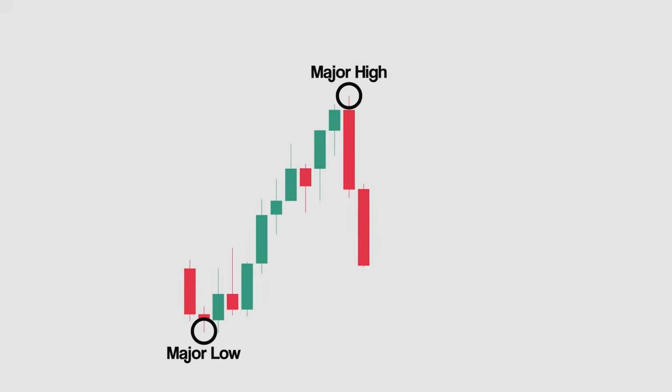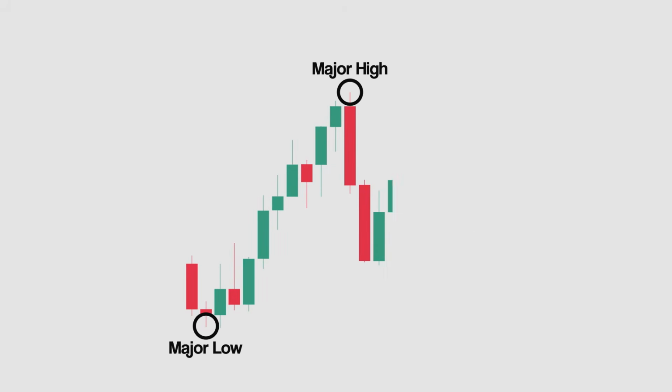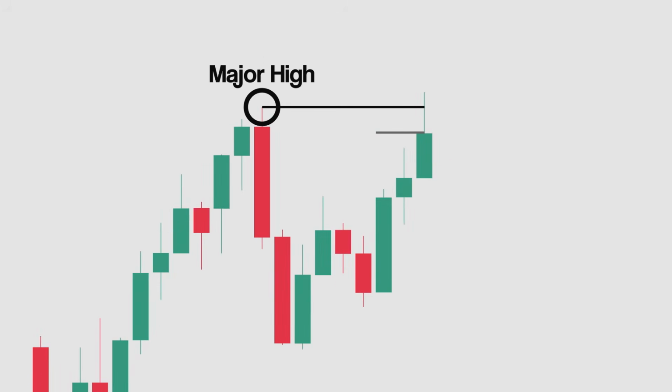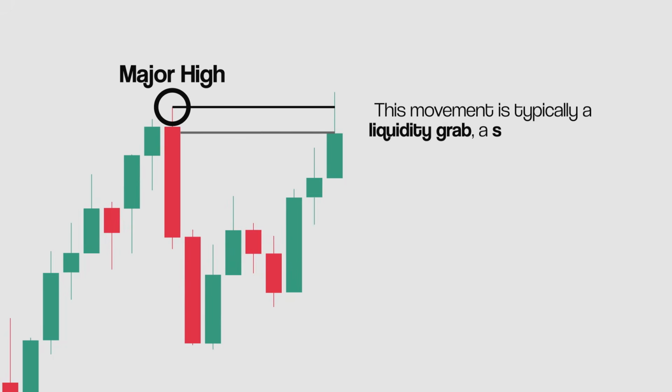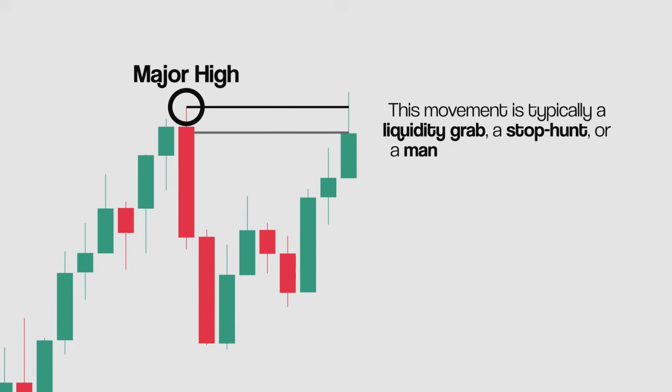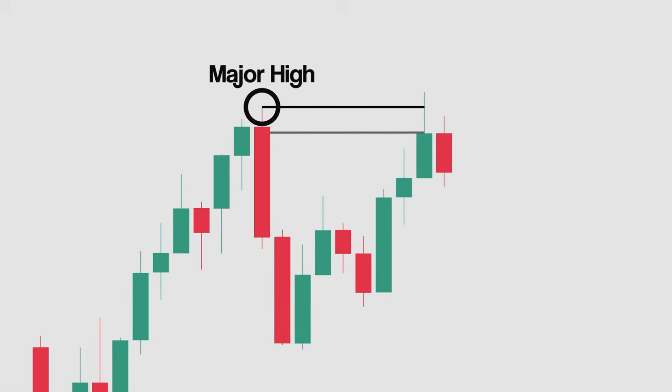The next scenario is where most traders get trapped. Price pushes above the previous major high, but only with a wick, while the candle's body closes back below the level. This is not a valid break of structure. This movement is typically a liquidity grab, a stop hunt, or a manipulation designed to trap breakout traders. At this moment, we wait for the next candle for confirmation.